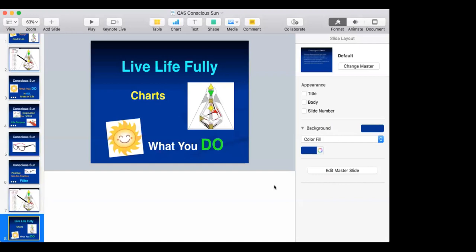So I'm going to go back to sharing my screen because I have a couple of celebrity charts to share first. Okay, so this is Oprah Winfrey.